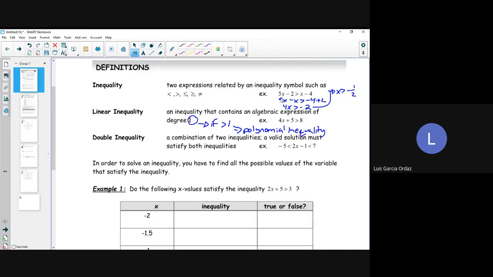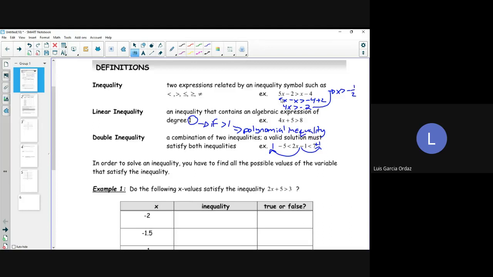And a double inequality is a combination of two inequalities, so a valid solution must satisfy both inequalities. That would be, for example, negative 5 less than 2x minus 1 less than 7. So all you're doing here is taking the 1, moving it over, so it becomes 7 plus 1, and we're taking the negative 1 and moving it over to the left side as well. So we get negative 5 plus 1, or 1 minus 5.